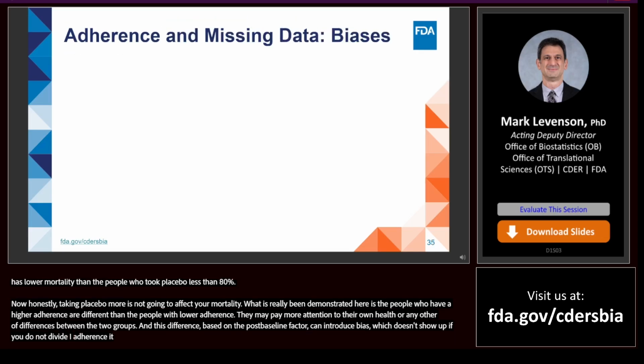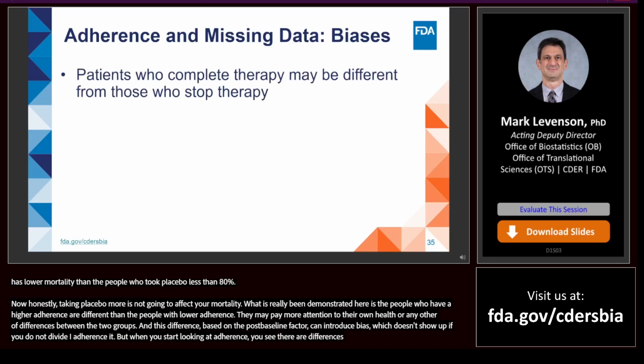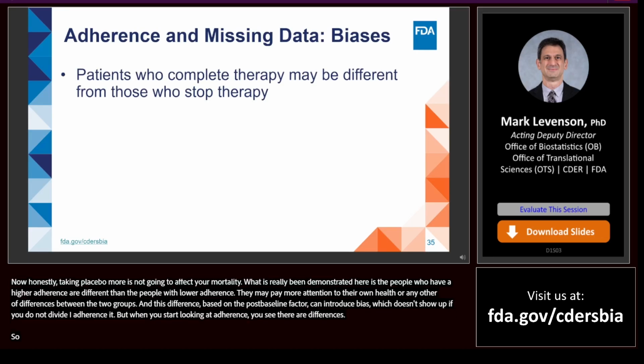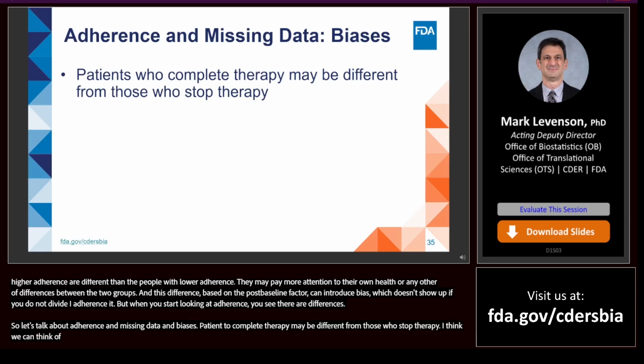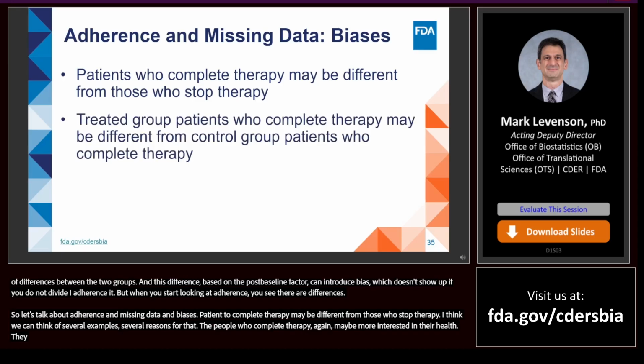So let's talk about adherence and missing data and biases. Patients who complete therapy may be different from those who stop therapy. I think we could think of several reasons for that. The people who complete therapy, again, may be more interested in their health. They may be less sick. They may have less side effects. So there's a difference. So treated group patients who complete therapy may be different from control patients who complete therapy.